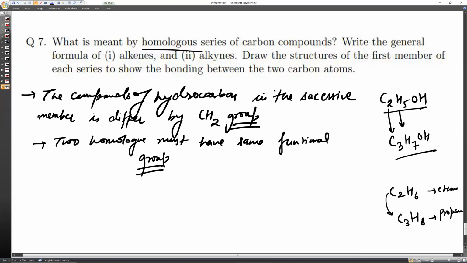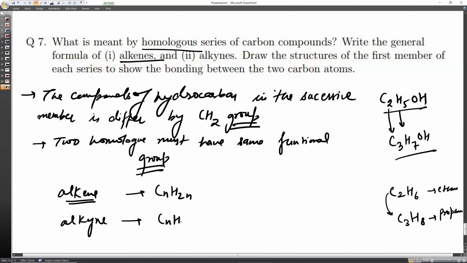Now it is asking to write the general formula of alkenes. So the general formula of alkenes is CnH2n, and the general formula of alkynes is CnH2n minus 2. Okay.